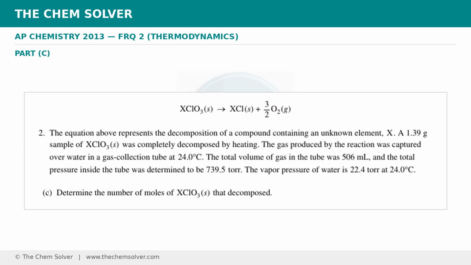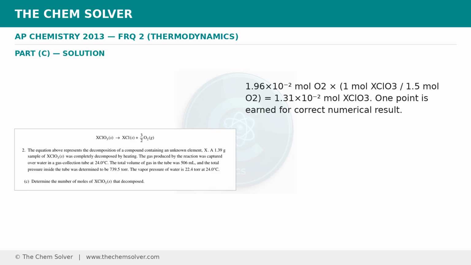Determine the number of moles of XClO₃ that decomposed. 1.96 times 10 to the power negative 2 moles O2 times 1 mole XClO₃ / 1.5 moles O2 is equal to 1.31 times 10 to the power negative 2 moles XClO₃. 1 point is earned for correct numerical result.